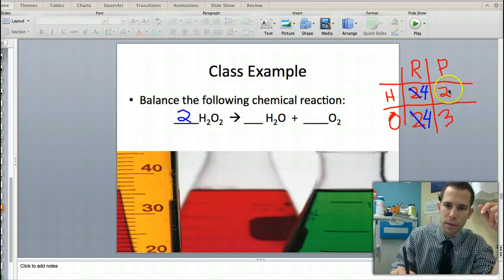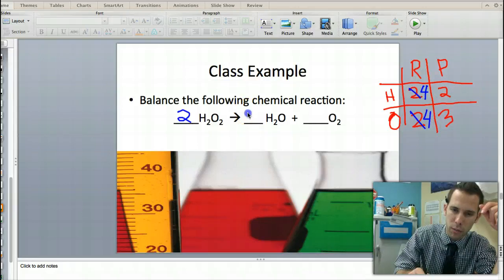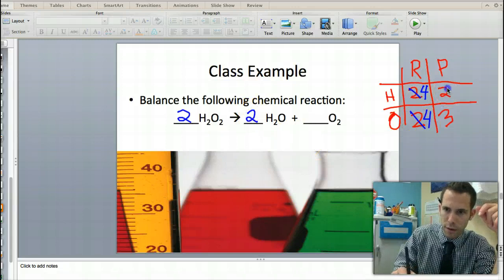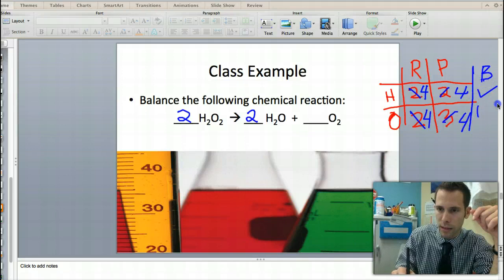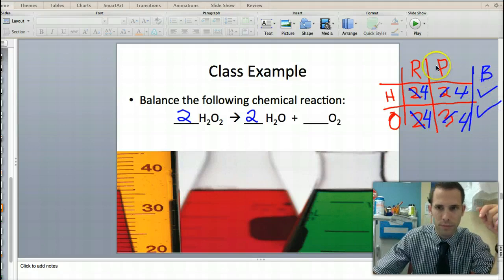Now I'm going to have to balance these out, and I think the easiest way to do that is to multiply this water molecule by 2. So I now have 4 hydrogens on the right side. 2 times 2 is 4, and 2 times 1 is 2, plus 2 more is 4 over here as well. And guess what? That is a balanced chemical equation.